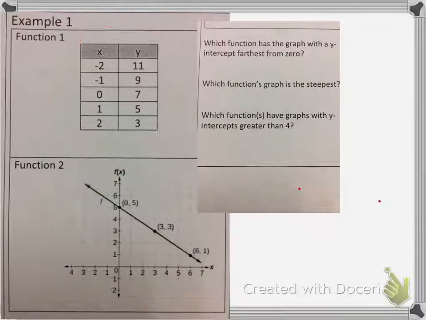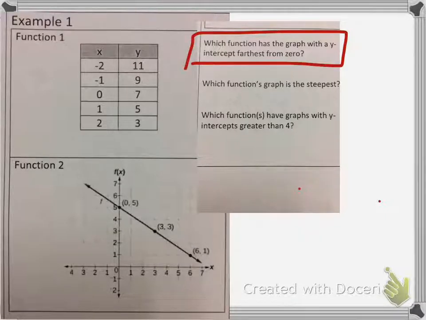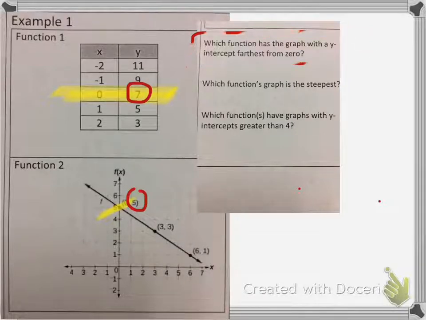I'm going to take those two functions and answer these questions over here. The first question says, which function has the graph with a y-intercept furthest away from 0? The y-intercept is when my x value is equal to 0, so it's easy to see on the table. My y-intercept is 7. On a graph, it's where my graph touches or crosses the y-axis, and here my y-intercept is 7. Which one is furthest away from 0? Well, the one that's farthest away from 0 is 7, so that would be function 1 for my answer.